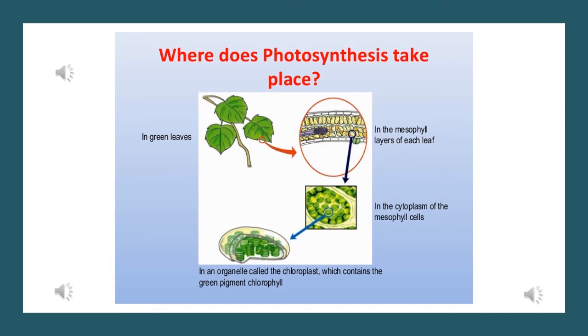Okay. Then these chloroplasts have green pigments in them known as chlorophyll. Can you see those green coins, a stack of coins? These are nothing but the chlorophyll pigment. So here the process of photosynthesis takes place. Okay.